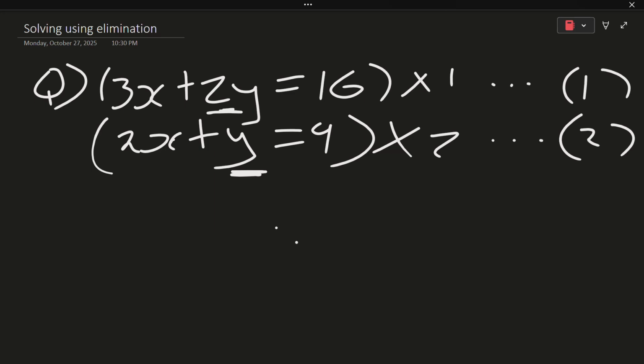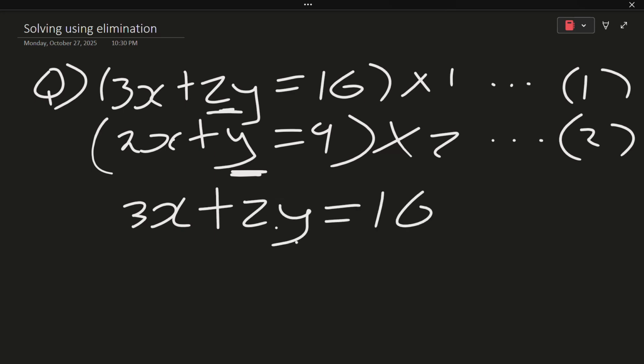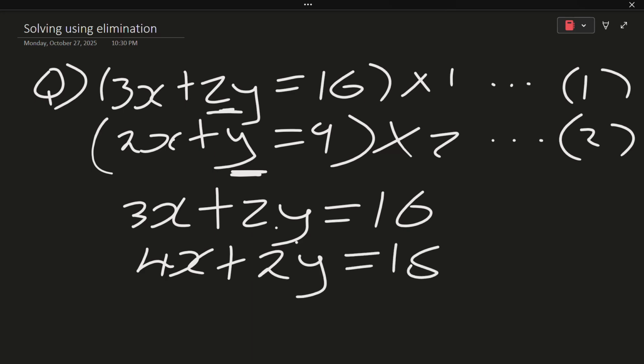So let me rewrite the equation. It becomes 3x plus 2y equal to 16, and this one will become 2 times 2x, which is 4x, plus 2y equal to 18. So if we subtract equation 1 and equation 2, y should go. So let's subtract these equations.